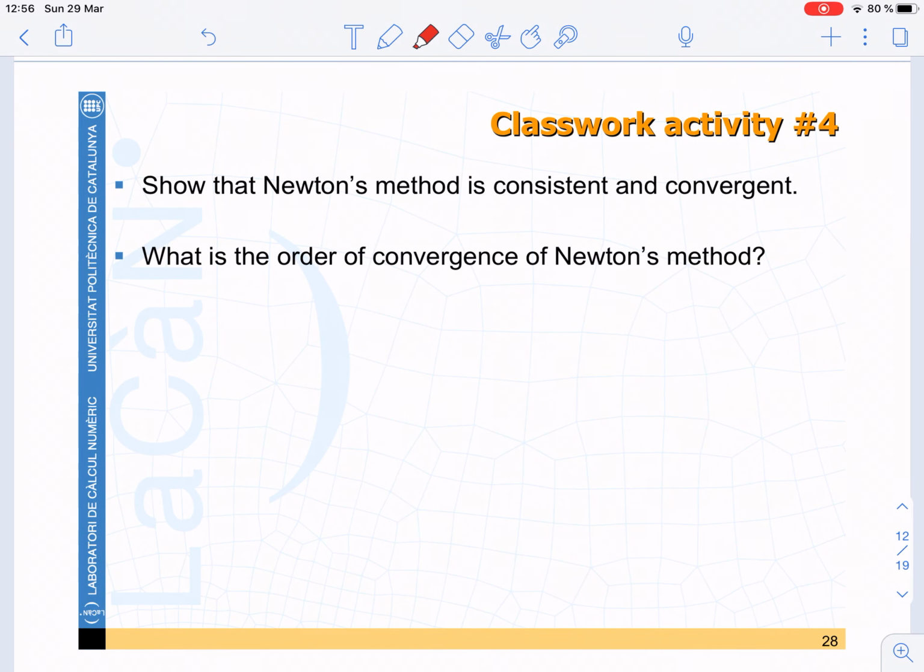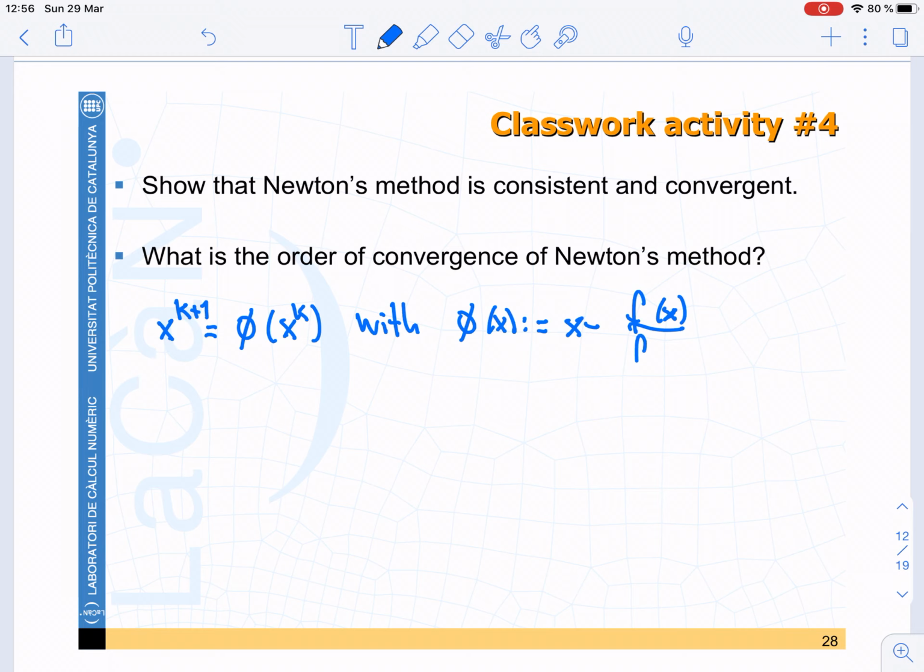Let us see how all this applies to Newton's method. Let us show that Newton's method is consistent and convergent, and then let us discuss the order of convergence. So recall that we are talking about xk plus 1 equal phi of xk with the iterative function defined as x minus f of x over f prime of x.